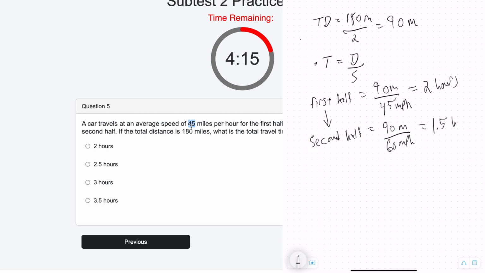So this was 1.5 hours, just abbreviate it like that. And then the last thing we need to do is add the times for each half to find the total travel time. So 2 plus 1.5 is 3.5.